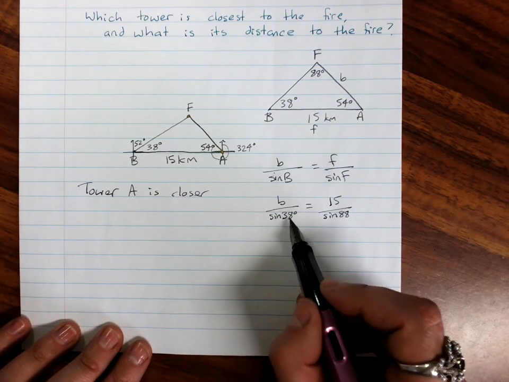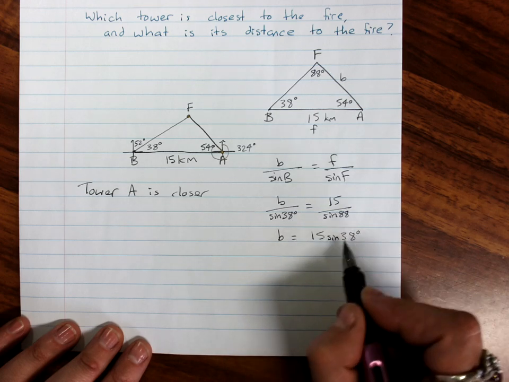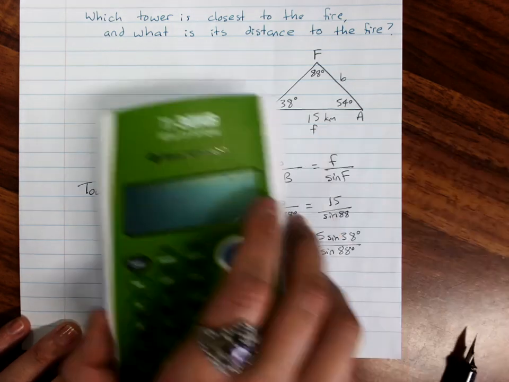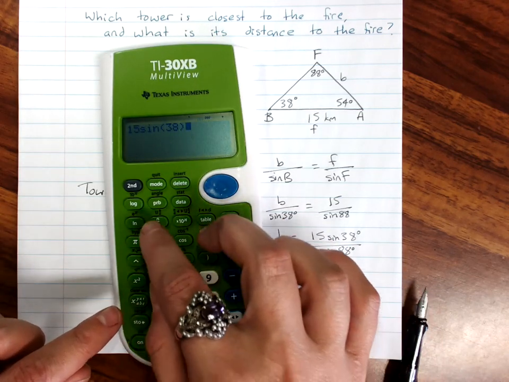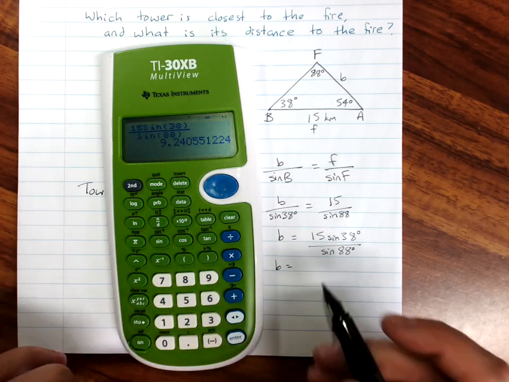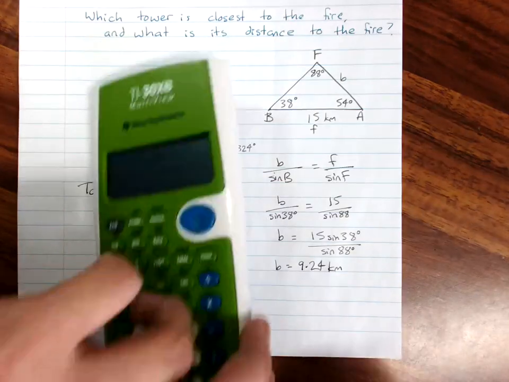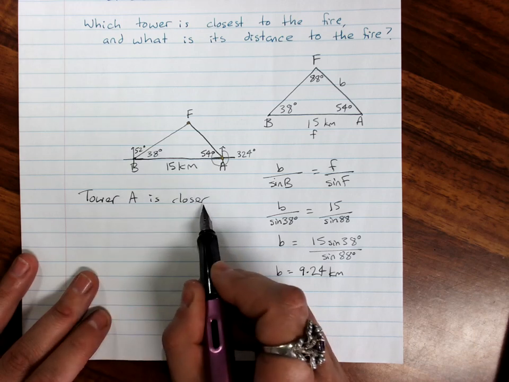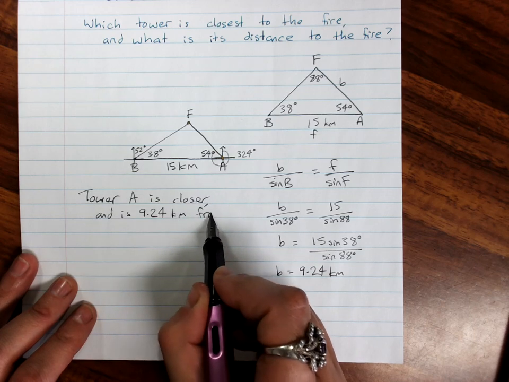Rearrange, I've got B divided by sine 38, I need to move this up to here. And that's 15 sine 38 degrees on sine of 88 degrees. B is 9.24 kilometers because we were measuring in kilometers, and because it was a word question, a word answer: tower A is closer and is 9.24 kilometers from the fire.